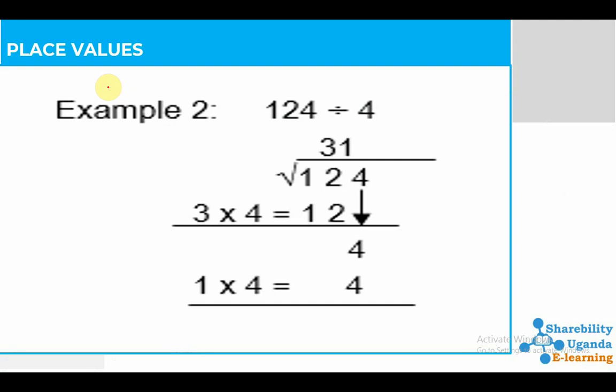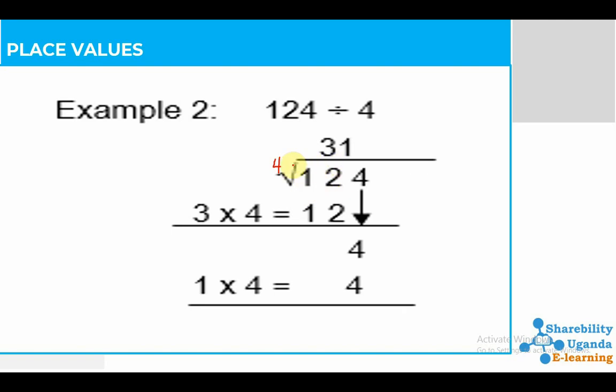Here was also been given another example. We have 124 divided by 4. Okay, they were able to come up with this answer. Let's see how they got it. When you say here there is a 4, okay, 1 divided by 4, it is impossible. So when this is impossible, what you do, you bring all what? You come and bring another number.